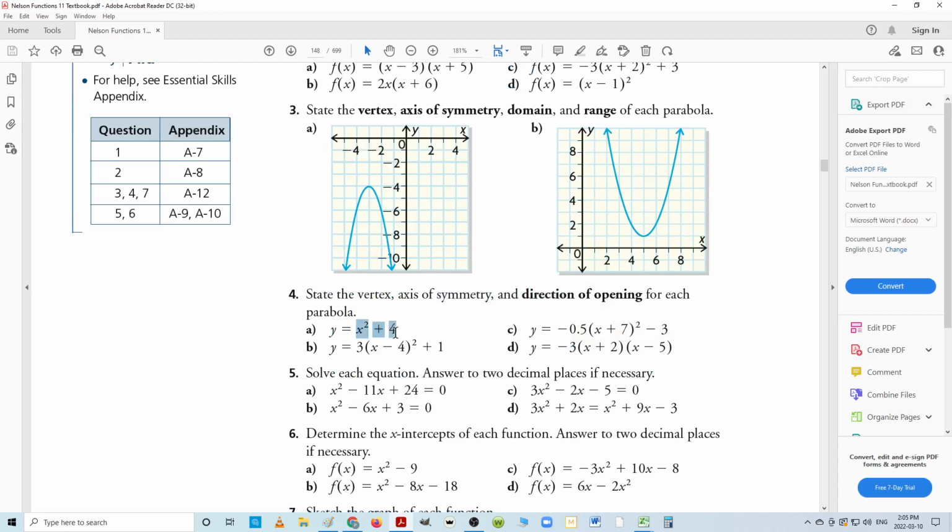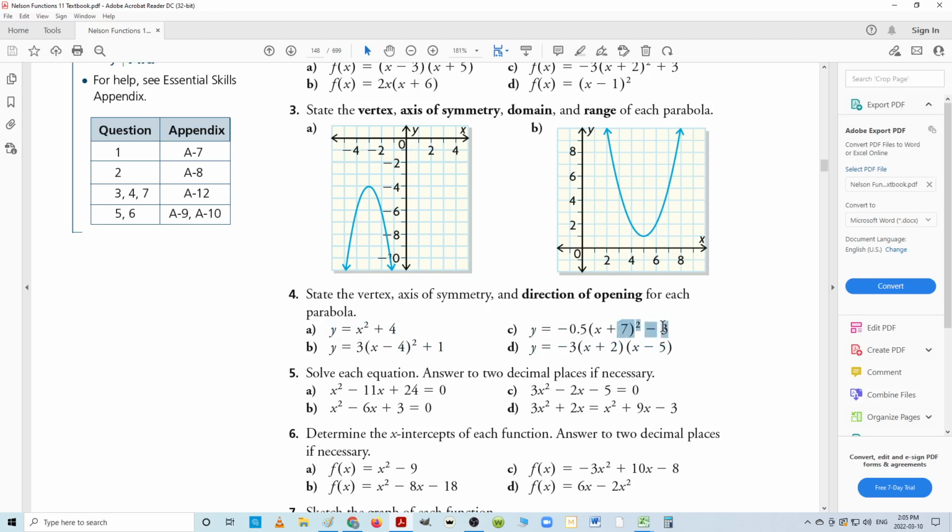So when you don't see a number like this, but you do see x squared and no other x's, treat the x value of the vertex like 0, and the y value is plus 4. So the axis of symmetry is also going to be x is equal to 0. So the vertex is 0, 4, and the axis of symmetry is x is equal to 0. And it's opening up because it's a positive number in front of the x squared.